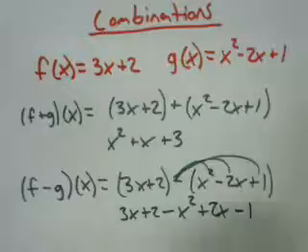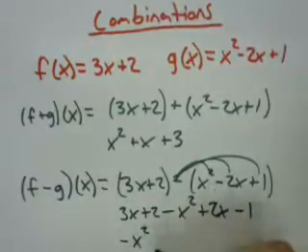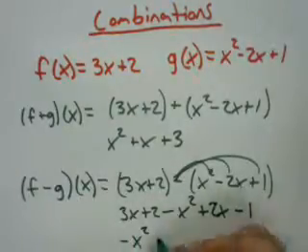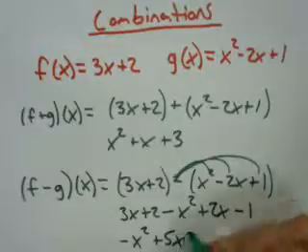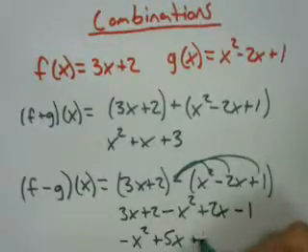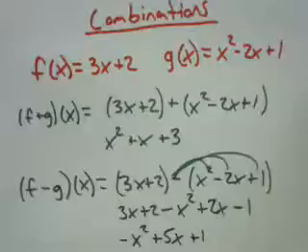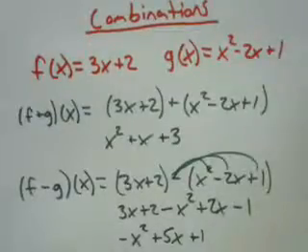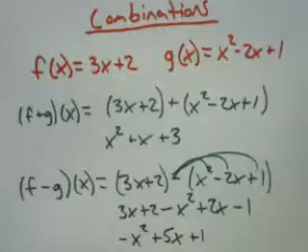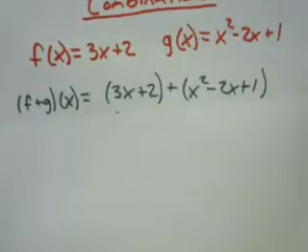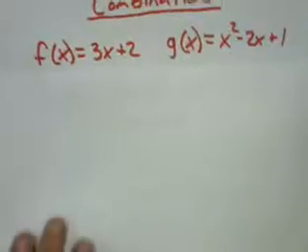And then now I combine like terms. I'll lead off with negative x squared. My x's go together: 3x and 2x go together to be 5x. And 2 and negative 1 is plus 1. Okay? So that would be my new f minus g of x. Okay, now here let's bring a new sheet of paper and do the multiplication and the division of these two functions.